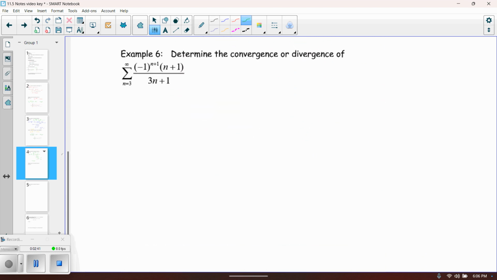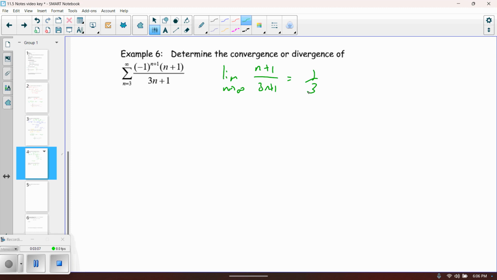Example number 6. Once again, we have an alternating series. If we were to take our limit as n goes to infinity of the absolute value, it's the limit of n plus 1 over 3n plus 1. Well, that limit is 1/3. That is not 0, so that fails our first criteria.